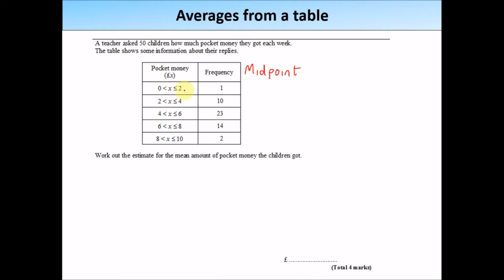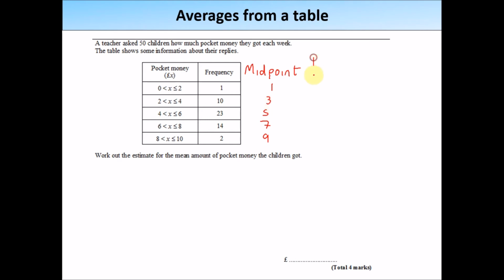So in between 0 and 2 is 1. In between 2 and 4 is 3. In between 4 and 6 is 5. 6 and 8 is 7. And 8 and 10 is 9. So on average, one person is getting pocket money of £1. 10 people are getting pocket money of £3 and so on.